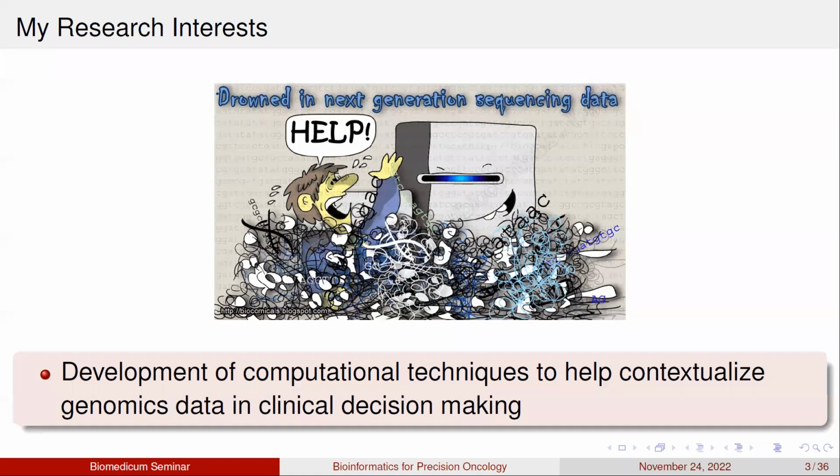So I will give you a lot of different works that I've been doing, and all of them aim to inform how we can integrate all this massive genomics data so that we can extract meaningful information that can be translated into the clinic.